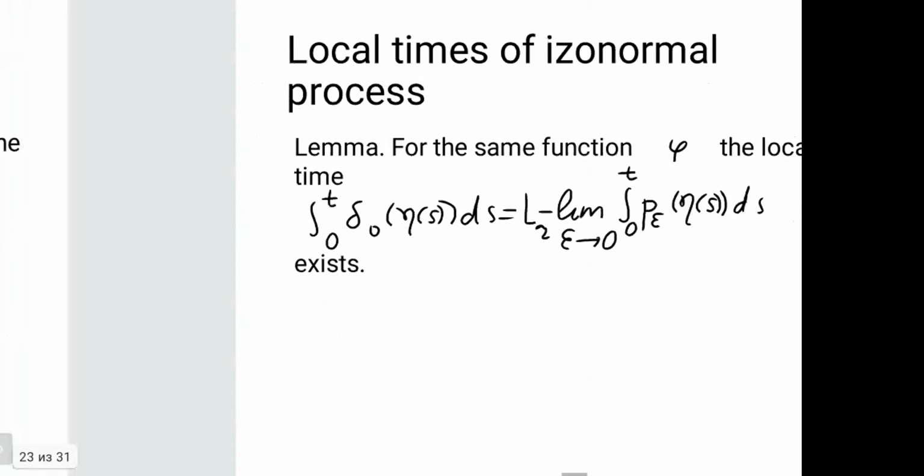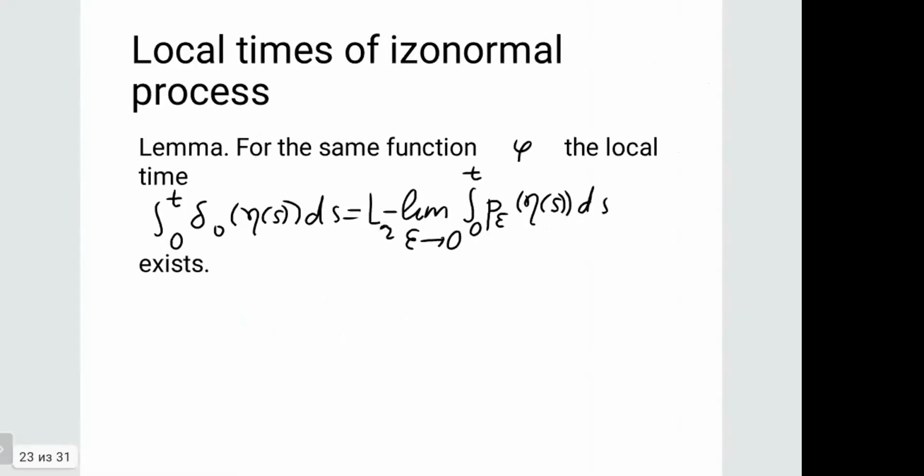By the way, for the same function, one can define the local times exactly at the point 0. As usual, this is a square mean limit of such an expression, where P epsilon is a standard Gaussian density with 0 mean and variance epsilon.